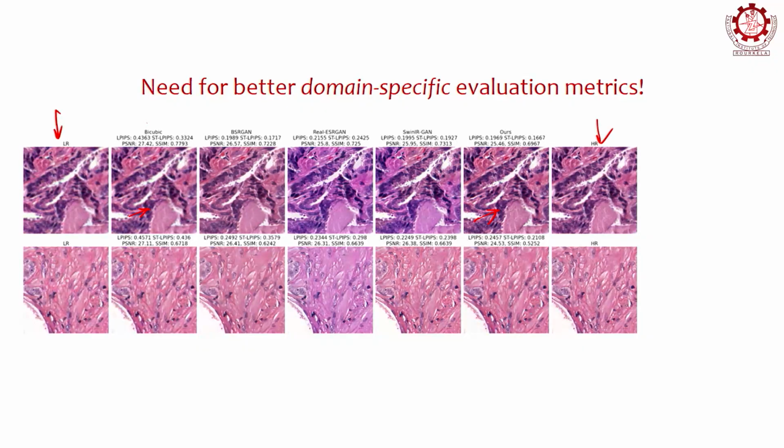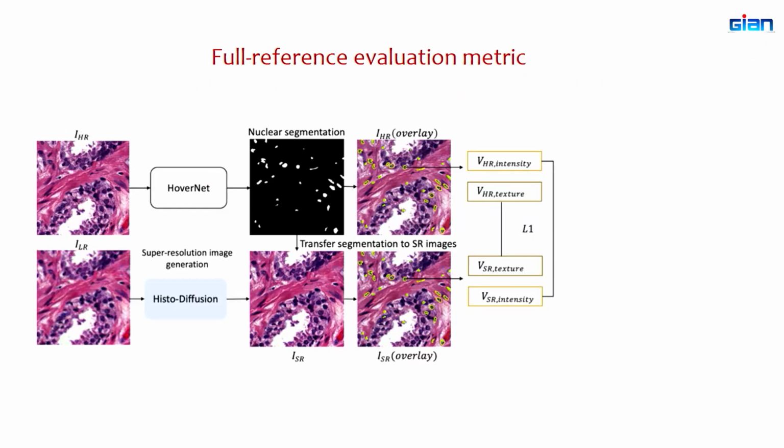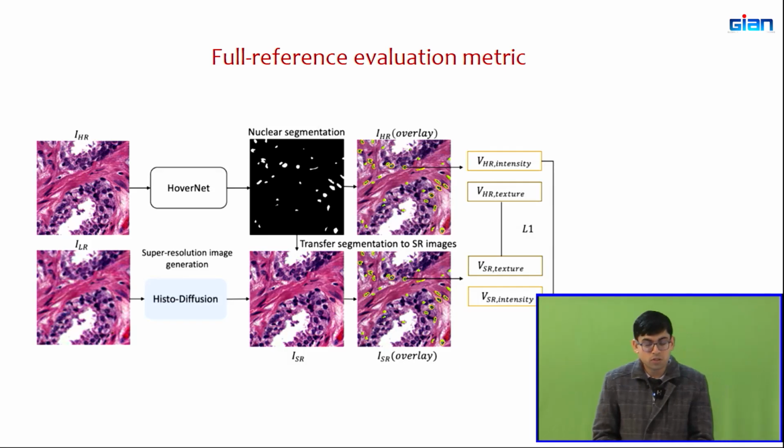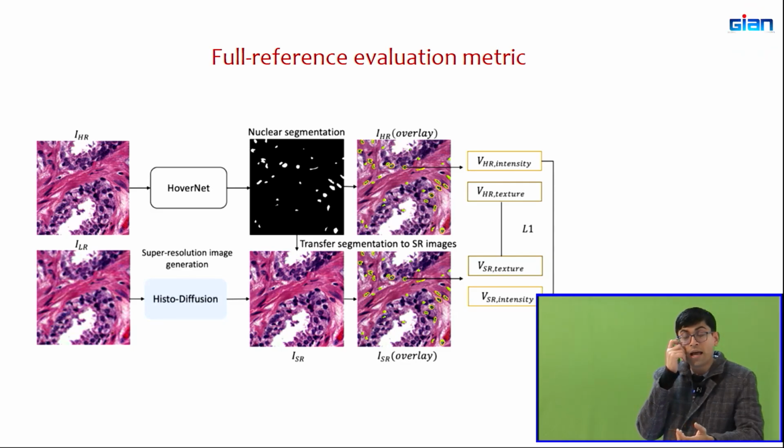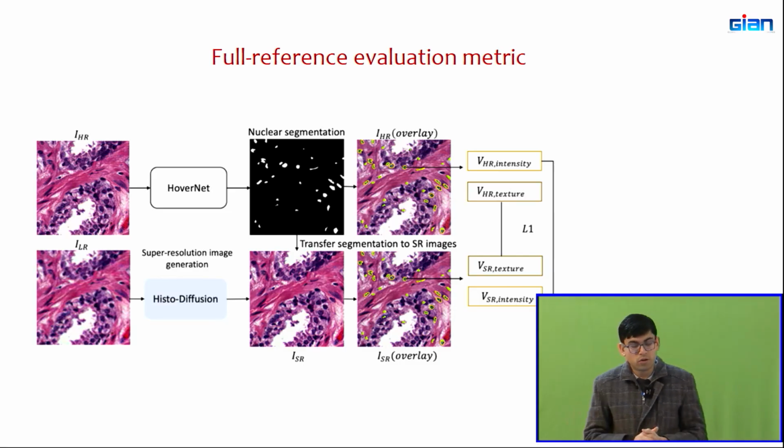So we needed to design better domain specific evaluation metrics. In our case, the domain that we needed to design this metric for is digital pathology. When it comes to digitized pathology images, or these histopathology images, what are the different objects of interest? You have the nuclei, you have the stroma, you have the epithelia, you have other kinds of glands and whatnot, but eventually everything comes down to nuclei and background, correct?